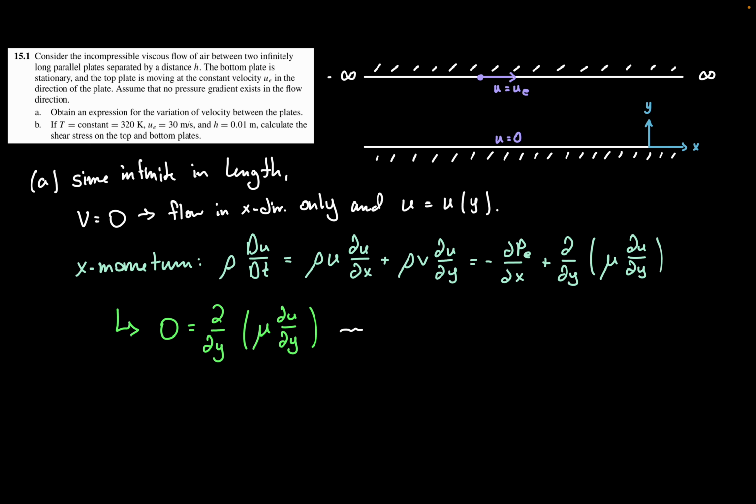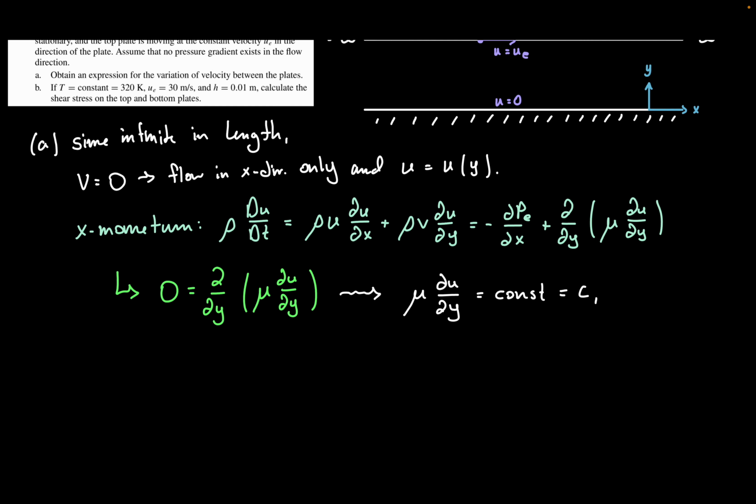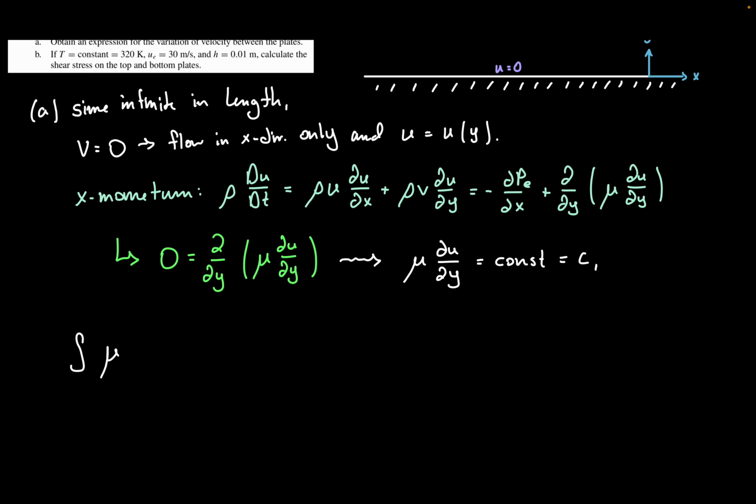From this, we can interpret that mu del u del y is going to be constant. So we can say this equals, let's say, c1. We know this is constant because if we take the partial derivative with respect to y, we're left with 0. That means there has to be some sort of constant in order for us to drop down to 0. So then we can integrate mu du equal to c1 dy, and we'll be left with mu times u equal to c1 times y plus c2.